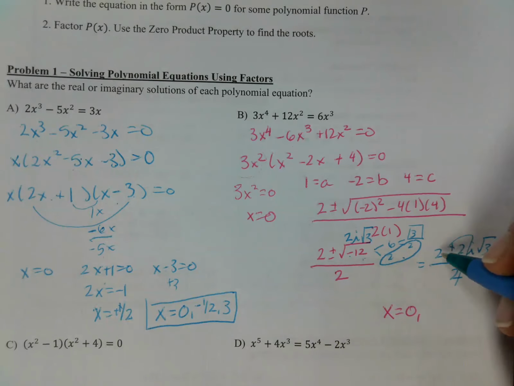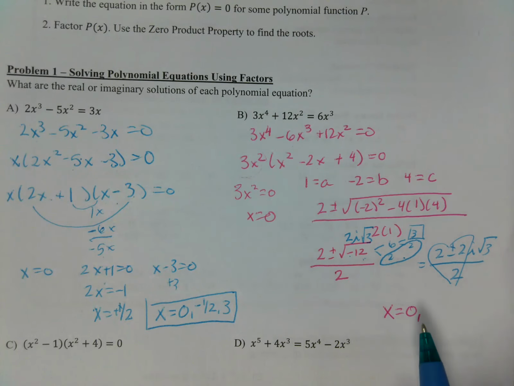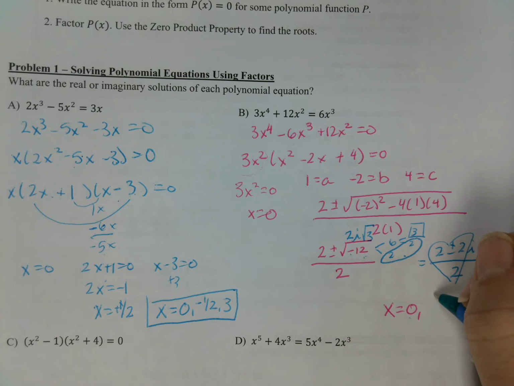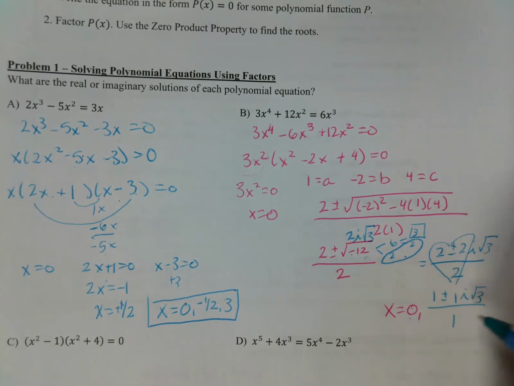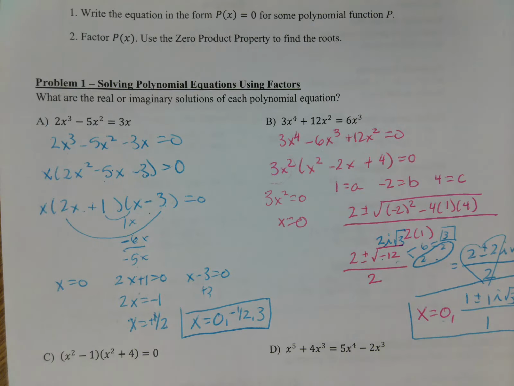You look at your fraction. All of these are divisible by 2. So I have my 2 at 0, and I also can divide each of these by 2. So it'd be 1 plus or minus i square root of 3 over 1. This right here is my final answer.